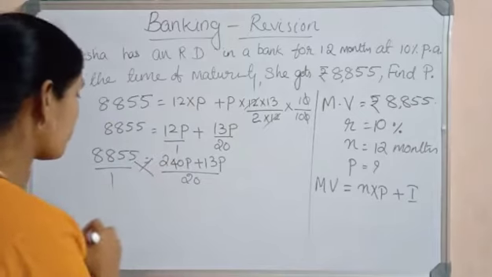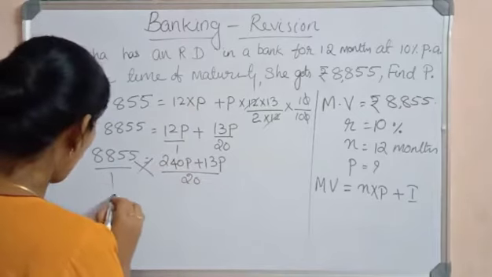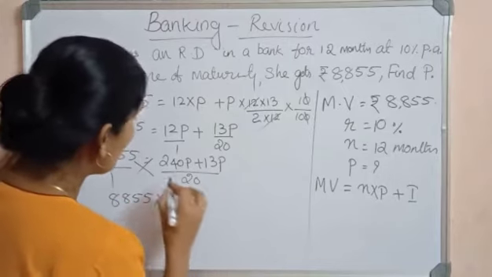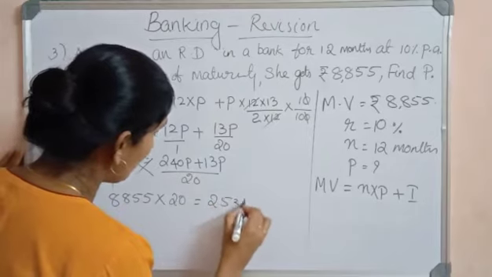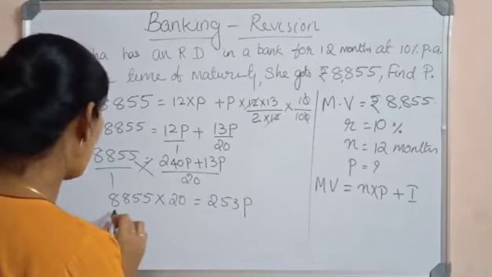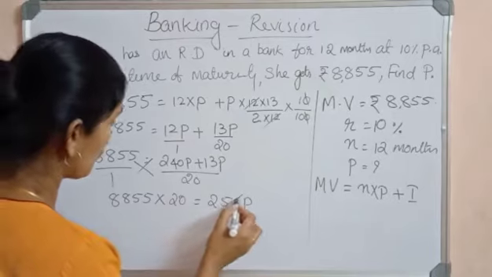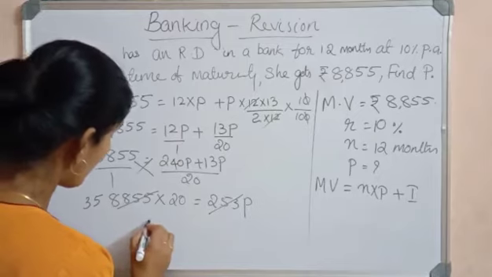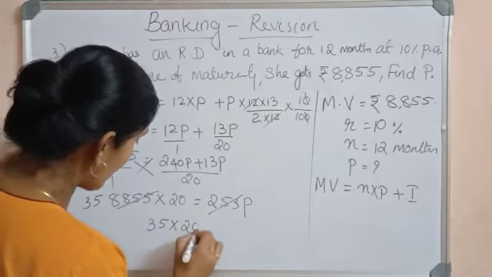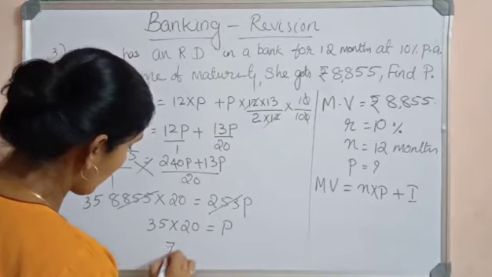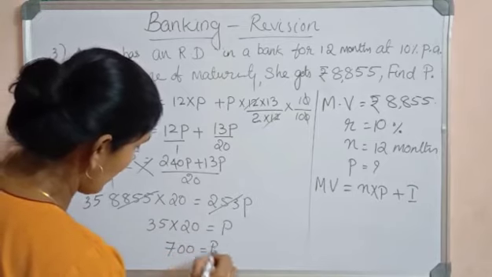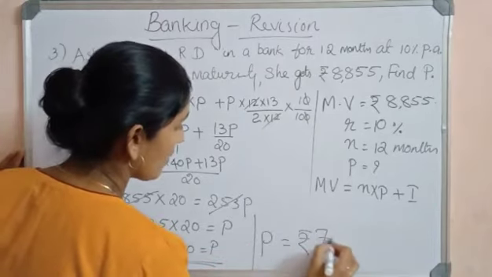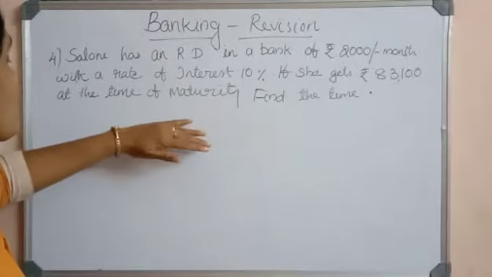Cross multiplying, we'll be getting this as 8,855 into 20 is equal to 253P. Let's divide 8,855 by 253. This will be 35. So we can write this as 35 into 20 is equal to P, and that is equal to 700 is equal to P. Therefore, our monthly installment P is equal to rupees 700. Look at the next question.